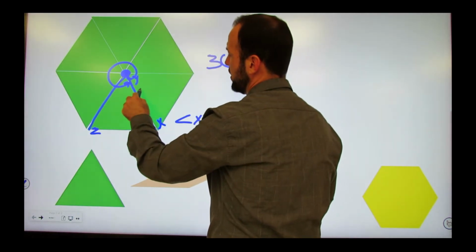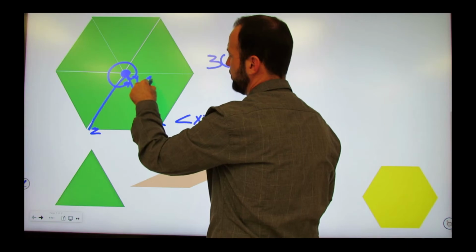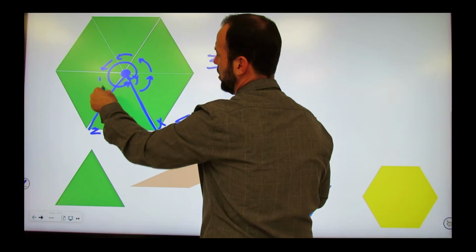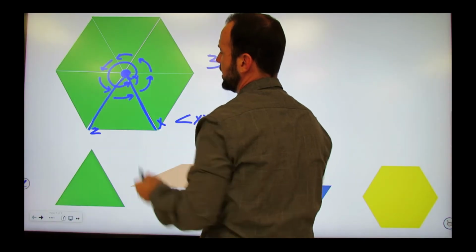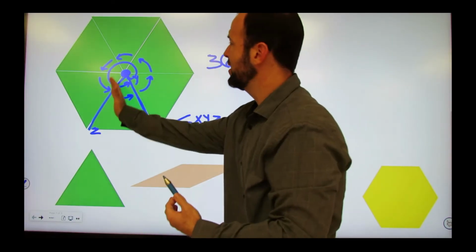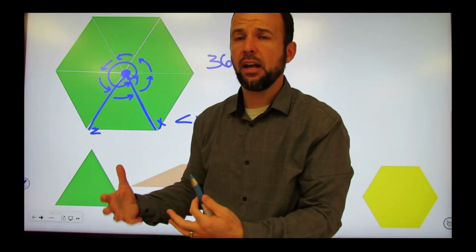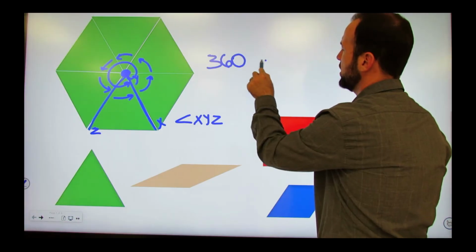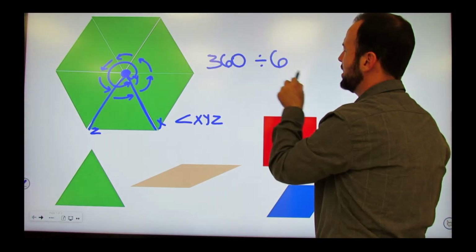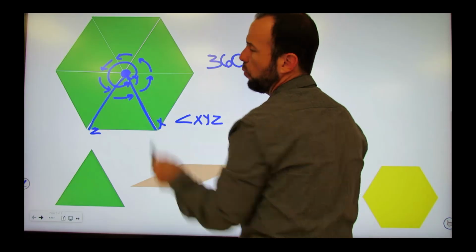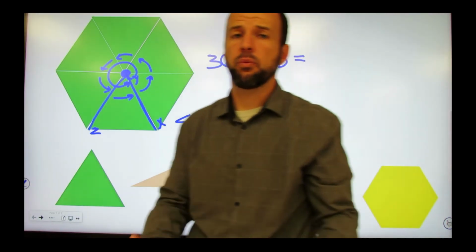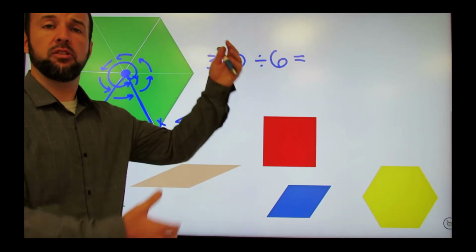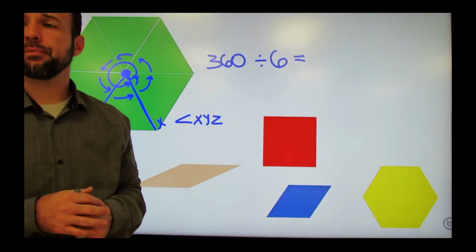And let's see how many turns that would be. That would be 1, 2, 3, 4, 5, 6. 6 turns all the way around, or 6 of those angles, whatever that angle is. There's 6 of them going around there. So if I took that 360 degrees and divided it by 6, that should tell me what the measurement of one of those angles is, and then I could determine what all of those are.